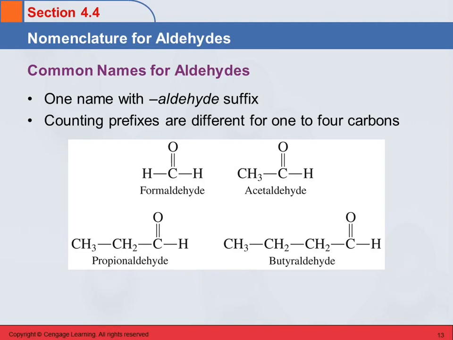And of course, then we have to have some common names. The common names for aldehydes are a little bit unusual in that they just have a single name instead of two names. So here are the 4 smallest aldehydes, and they use different counting prefixes. Okay, so we have become familiar with meth, eth, prop, and but.